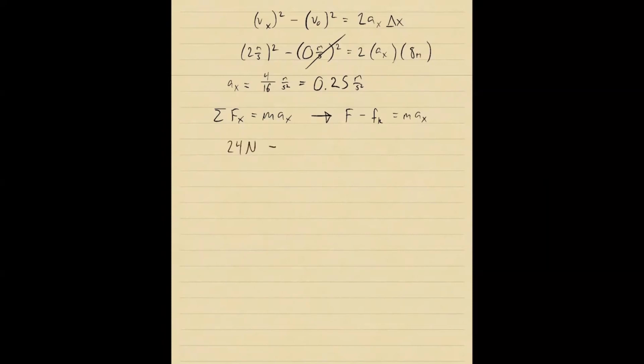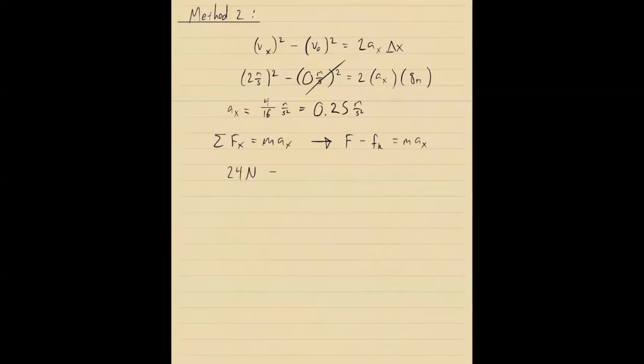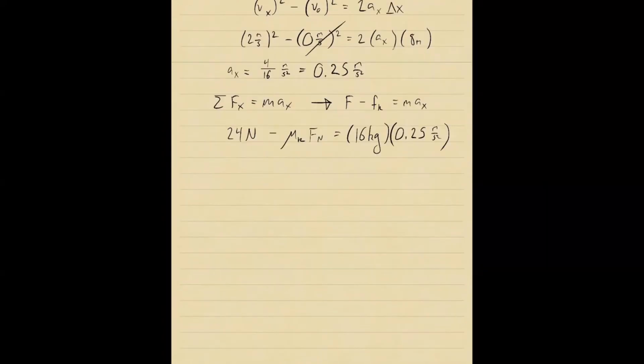And we know that the magnitude for our kinetic friction force is just the coefficient of kinetic friction times our normal force magnitude. And that's going to be equal to the mass of our sled, which is 16 kilograms, times the net acceleration of our sled, which is just 0.25 meters per second squared in the x direction. So if I subtract off this term from both sides, we get that, again, the coefficient of kinetic friction times our normal force is equal to 20 newtons.